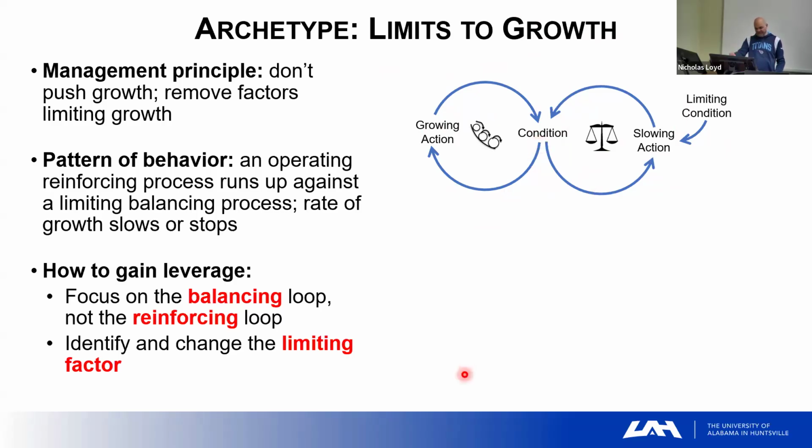And the way to gain leverage in a limits to growth archetype is to understand what the slowing action is. If you want to continue having this reinforcing loop grow, but there's a natural balancing loop that limits it, understand what slowing action there is and try to limit that condition instead of trying to push harder on the reinforcing loop side. Because I can put a lot of effort into just doing things harder without understanding what's slowing me down. Or I could understand what's slowing me down and apply leverage there to keep the reinforcing going.